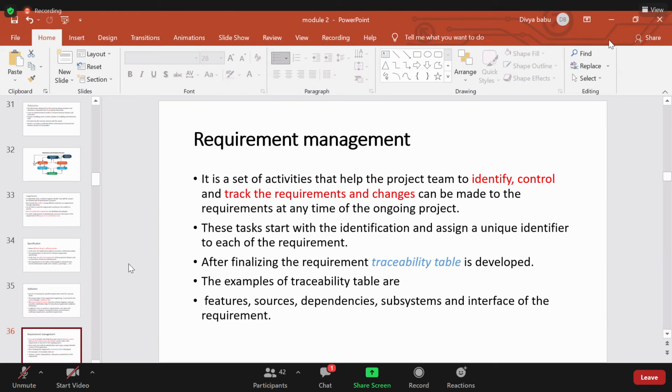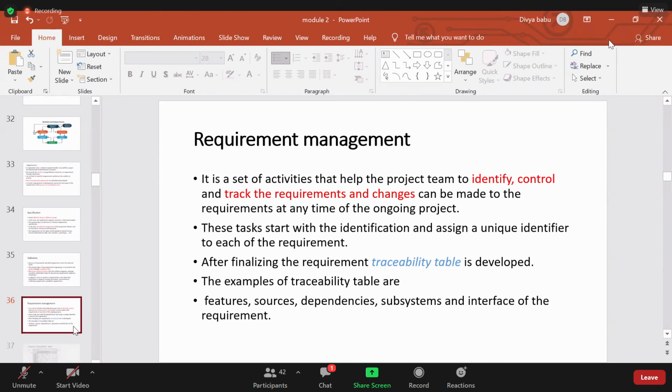For every requirement, we should assign one unique identification number. It's not easy to mention the requirement in full every time, so you can mention the requirement in the form of an identification number. After finalizing the requirements, you can create a traceability table. In the traceability table, we will mention each and every requirement with an ID number. For every feature, a traceability table is there. A source traceability table is there. Dependency, subsystem, interface, different traceability tables will be there.